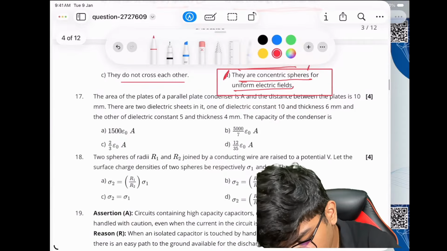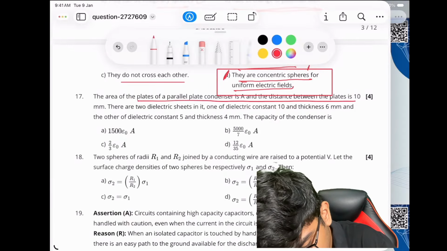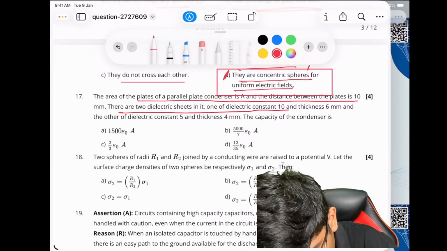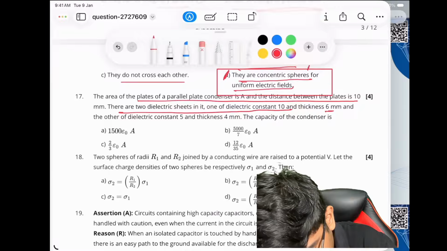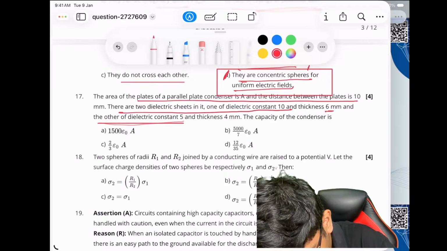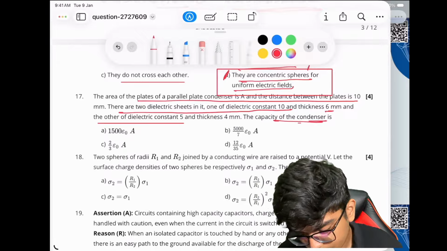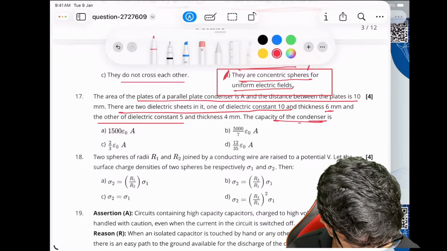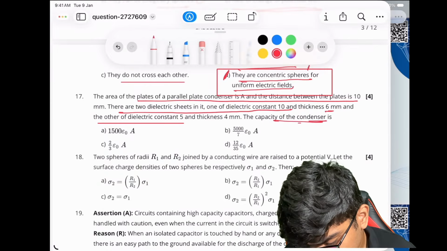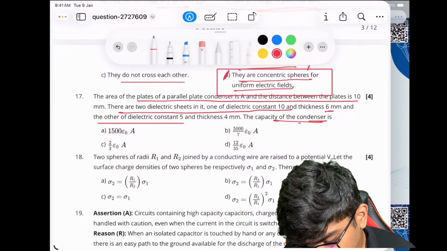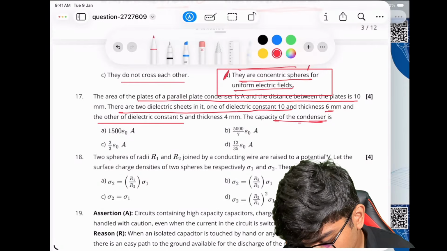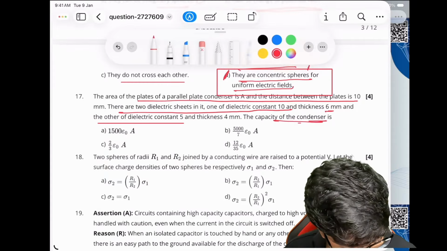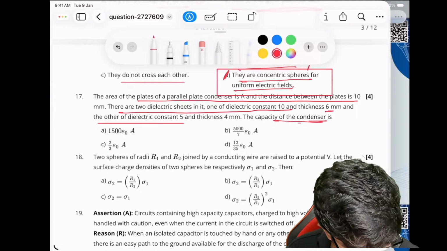The area of the plates of a parallel plate capacitor is A and the distance between the plates is 10 millimeter. There are two dielectric sheets in it. One has dielectric constant 10 and thickness 6, the other has dielectric constant 5 and thickness 4. The capacitance is asked, very simple. Out of the 10 millimeter, 6 millimeter has one dielectric and 4 millimeter has another dielectric.